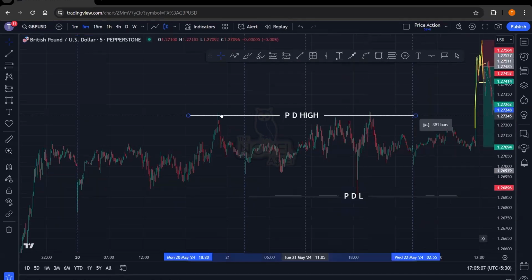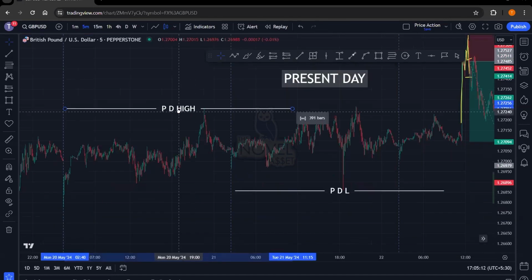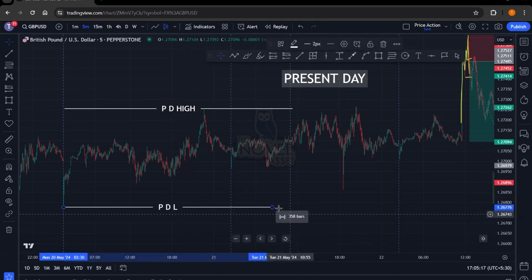Okay, now we'll continue with the next day. Let's say now this is your present day in the market. So this is your present day, and we will mark the present day high, the previous day high, and the previous day low over here. So the previous day low will be exactly over here, something like this.